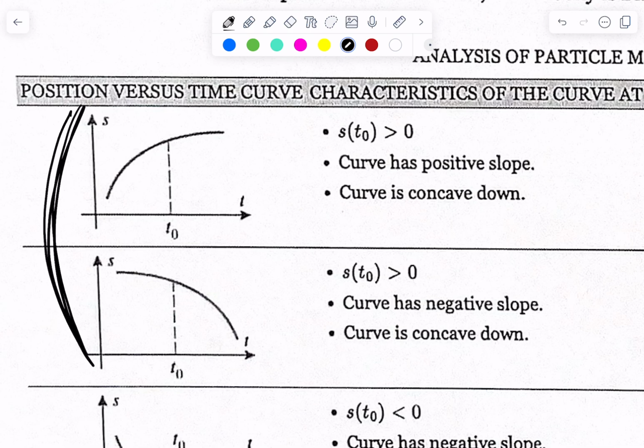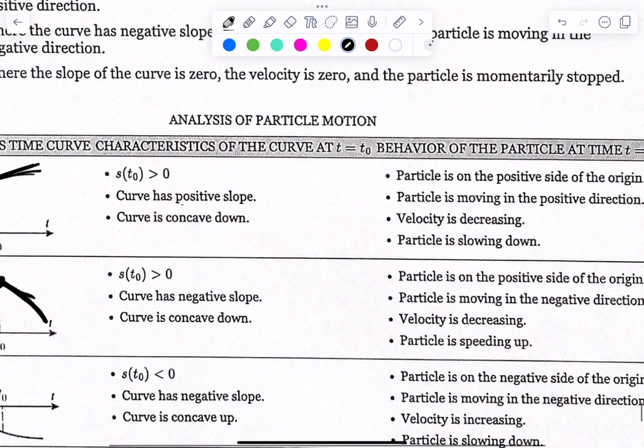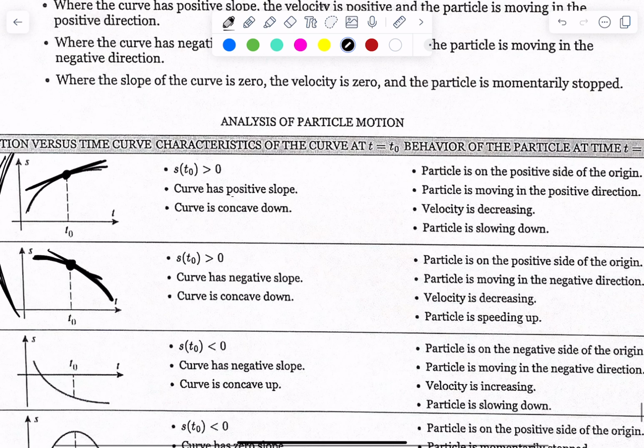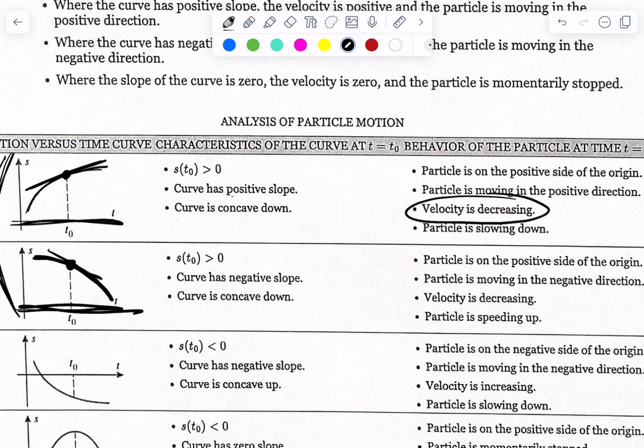They're both above the x-axis, so my ant is going uphill, right? My ant is going up the hill. This curve has a positive slope, so if I look at this spot in particular, my velocity is positive. Here, I'm going downhill, my velocity is negative. So let's talk about what this means. The curve has a positive slope, the curve is concave down. The particle is on the positive side of the origin, so I'm going up the hill. Here I'm above ground on both of these, but in one I'm going up the hill, in one I'm going down the hill. Here my velocity is decreasing in the first one.